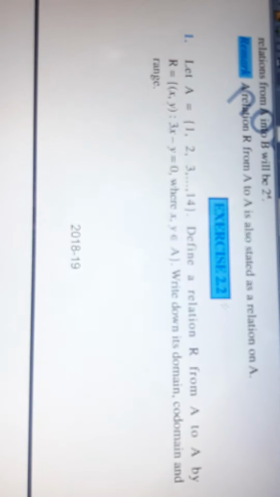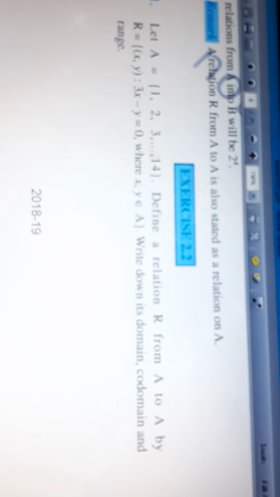Let us go to exercise 2.2 now. You are given a set here having members 1 to 14. Relation R from A to A. That means R will now be a subset of A cross A. Remember, it's not a relation from A to B. Here it's a relation from A to A, that is, B equals A.